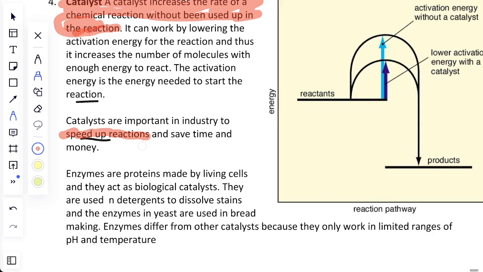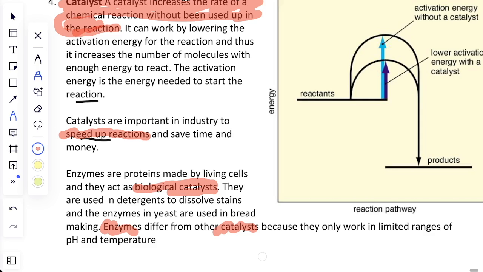Enzymes are proteins made by living cells, and they act as biological catalysts. Okay, they are used as detergents to dissolve stains, and the enzymes in yeast are used in bread making. Enzymes differ from catalysts, so enzymes and catalysts are different. Do not say that enzymes also speed up the chemical reaction, but they are different because catalysts work only in limited ranges of pH and temperature. Catalysts will only work in certain types of temperatures.